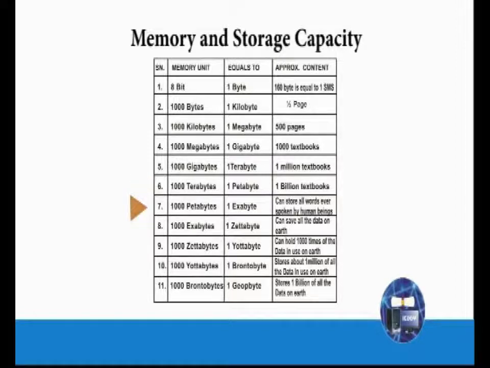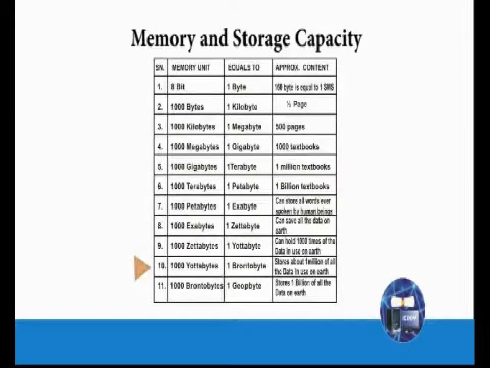1000 petabyte is equal to 1 exabyte and 5 exabyte can store all words ever spoken by human beings. 1000 exabyte is equal to 1 zettabyte and it can save all the data on Earth. 1000 zettabyte is equal to 1 yottabyte and can hold 1000 times of all the data in use on Earth.